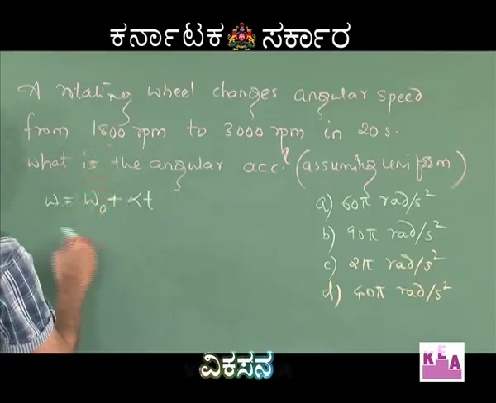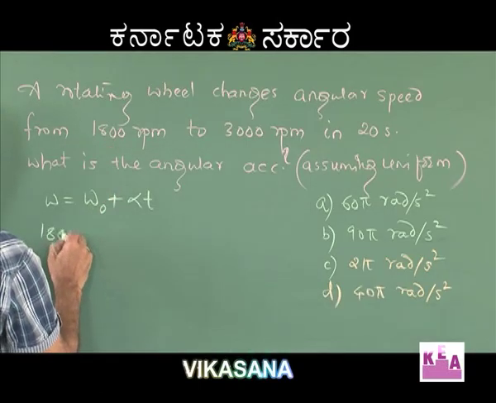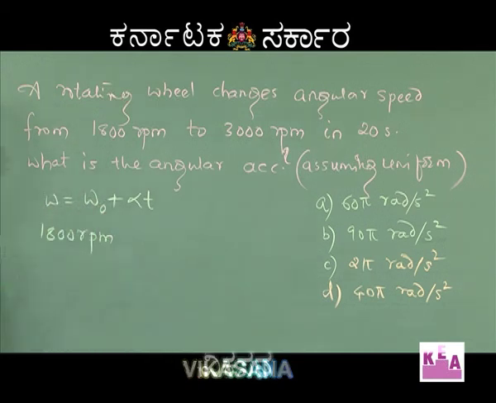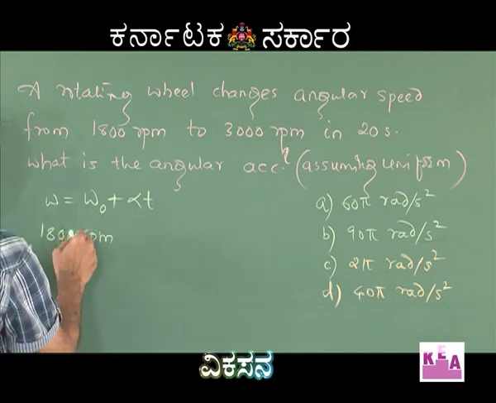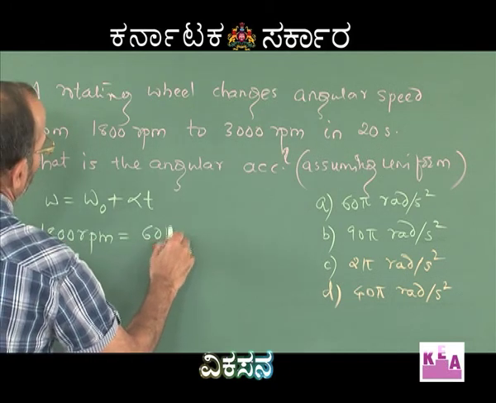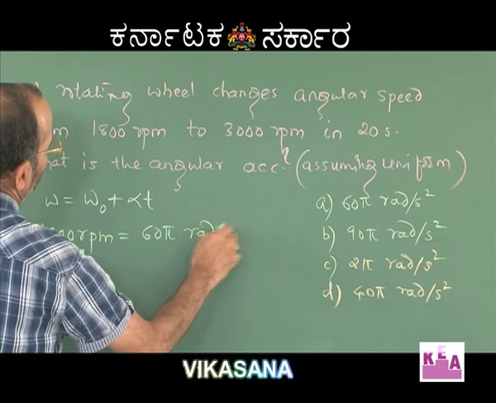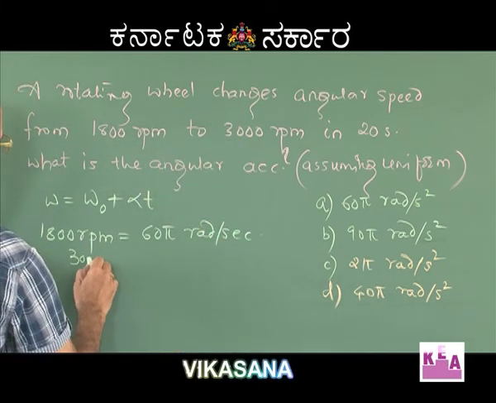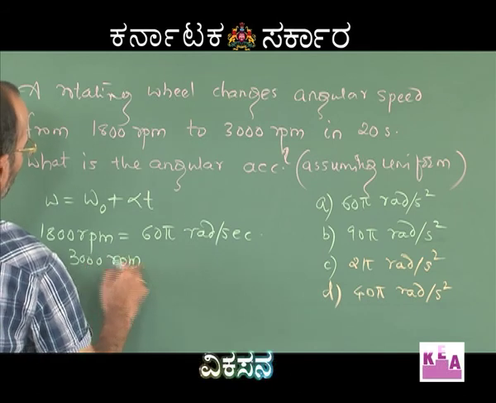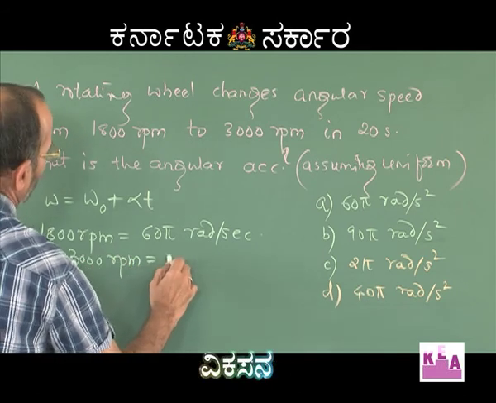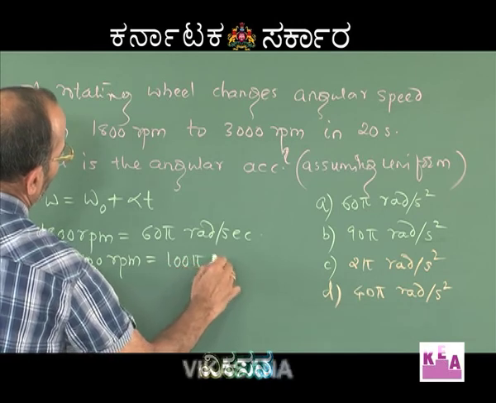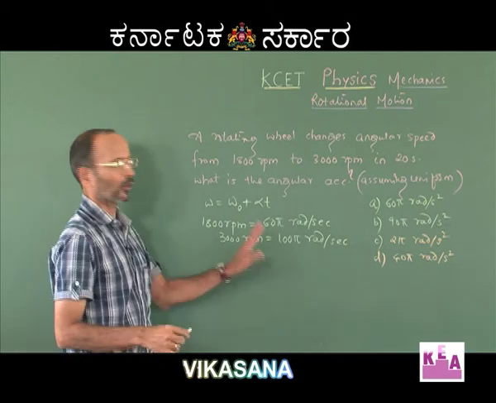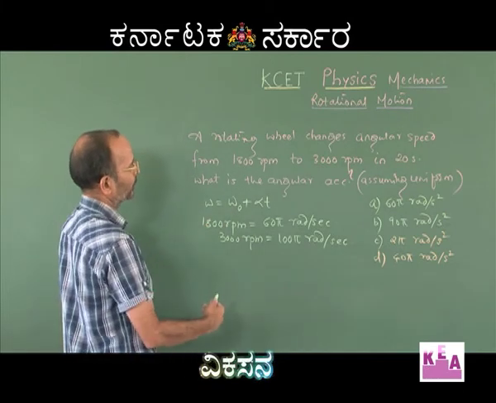So, if you convert this 1800 rpm, which is nothing but revolutions per minute, and remember one revolution is 2 pi radians, into radians, you get 60 pi radians per second. And similarly, if you convert 3000 rpm into radians per second, you will get 100 pi radians per second. Fine. So, you have already converted them, just substitute, get the value of alpha.